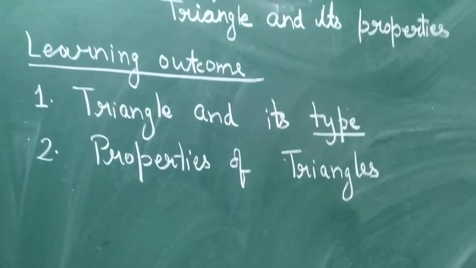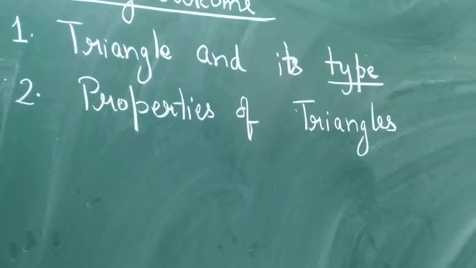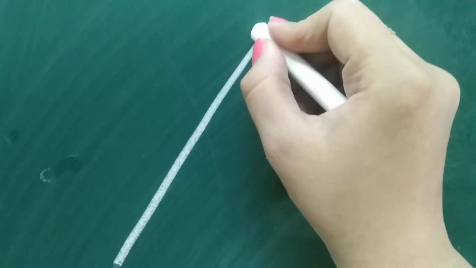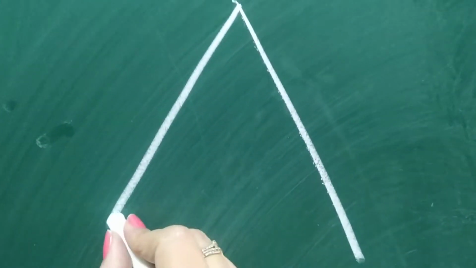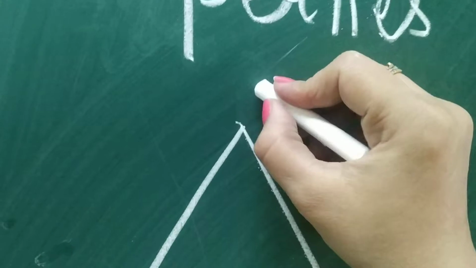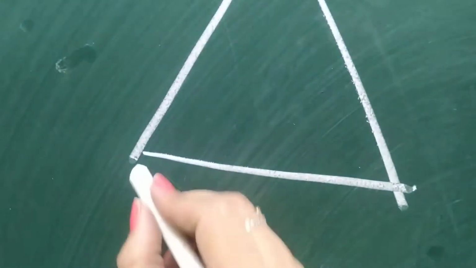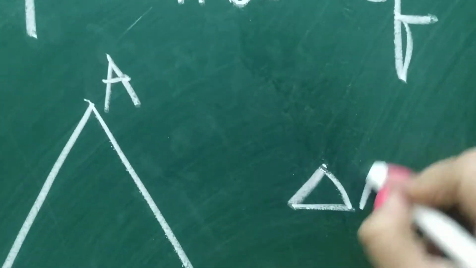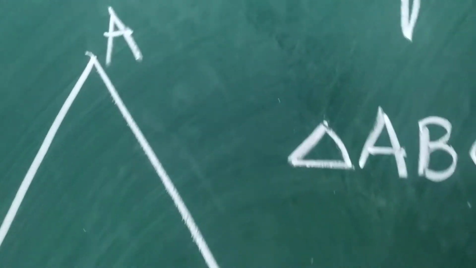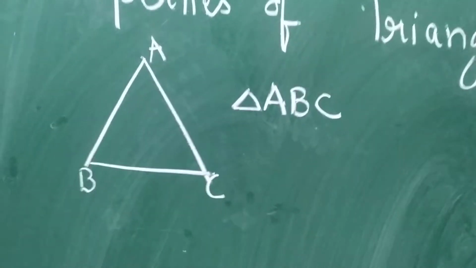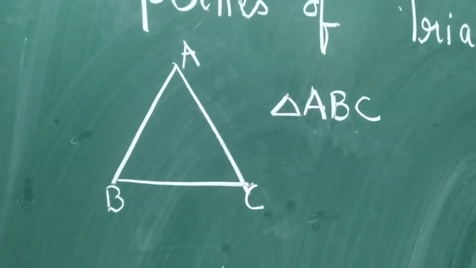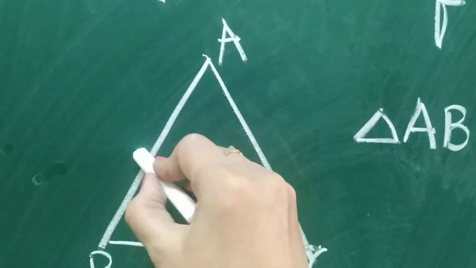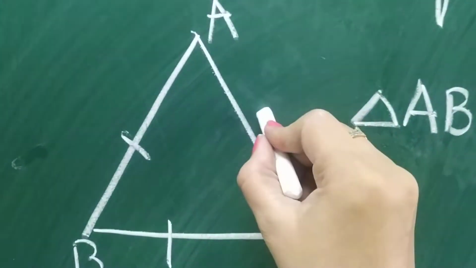What is a triangle? If I ask you to come to the board and make a triangle, you will come here and you will draw like this. Everybody knows what is a triangle. Like this. And we always name the triangle with the capital letters. So here, this is called triangle ABC. If I ask you what is a triangle, it is made up of three line segments. Line segment 1, 2, 3.